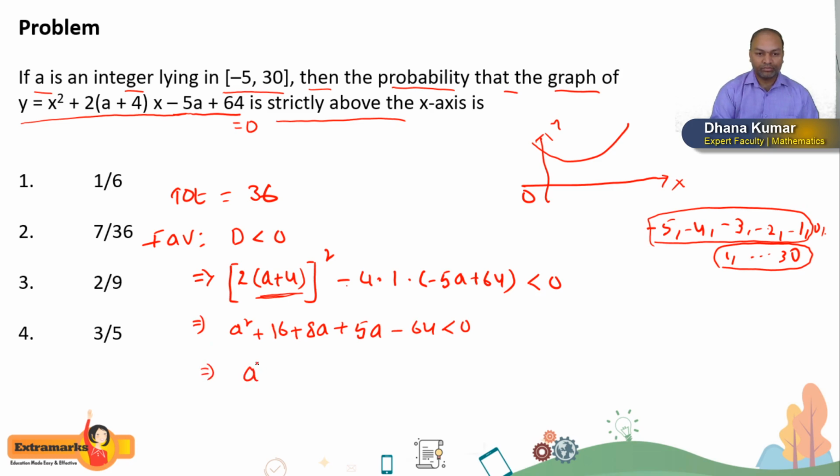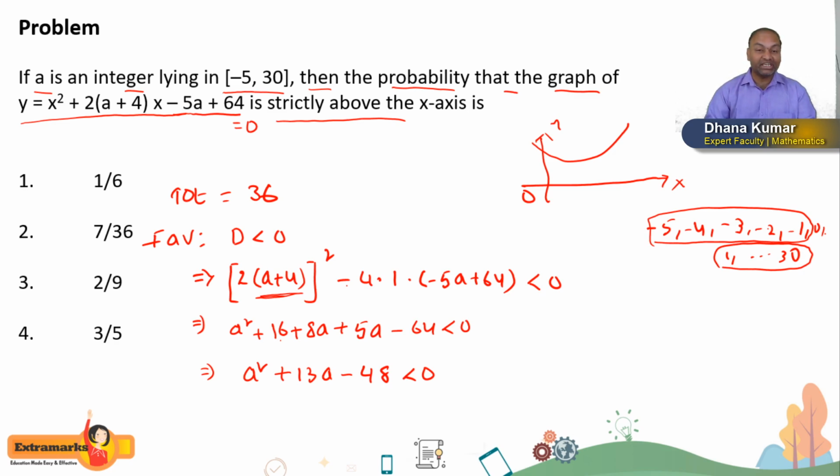a square plus 8a plus 5a. 8a plus 5a is what? 13a. And 16 minus 64, the answer is minus 48, which is less than 0. Okay. Now simplification, quadratic inequalities.